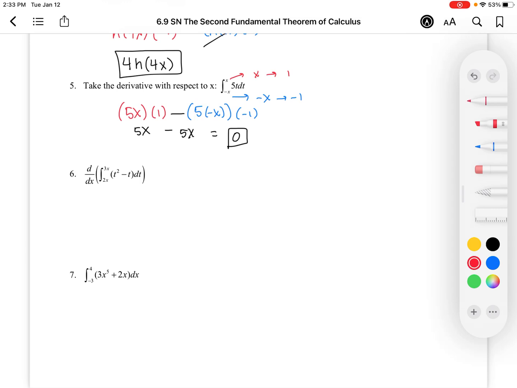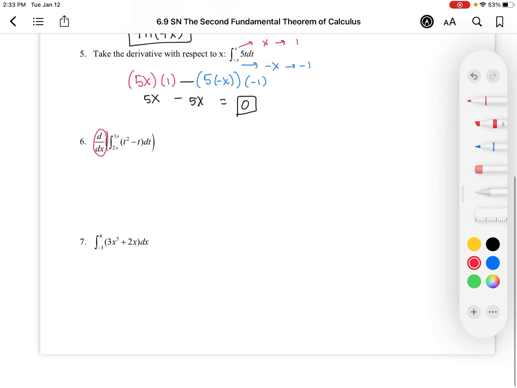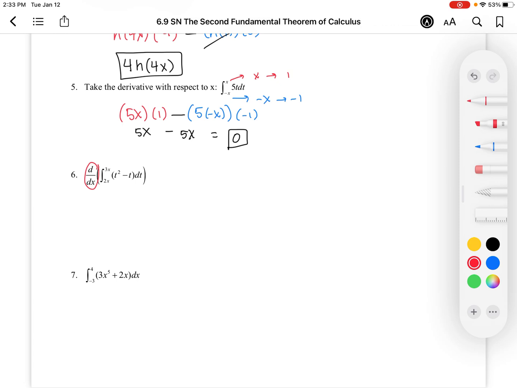All right, 6, d over dx. Once again, that means that we need to take the derivative. So I've got t squared minus t. I'm going to plug that 3x in, so I'm going to have 3x squared minus 3x. And that I am multiplying by the derivative of 3x, which is just 3. And then I'm going to subtract the whole process on the bottom. So the bottom is 2x squared minus 2x, bracket, times the derivative of 2x, which is just 2, so times 2.